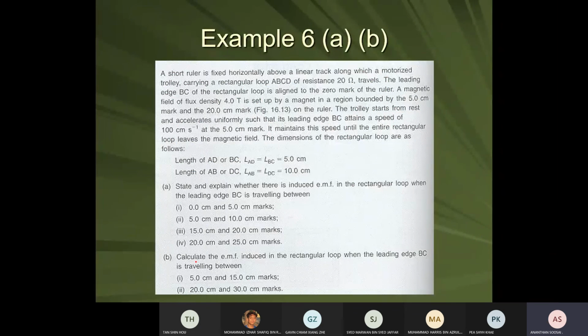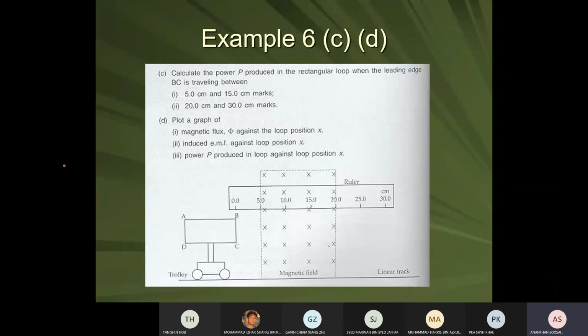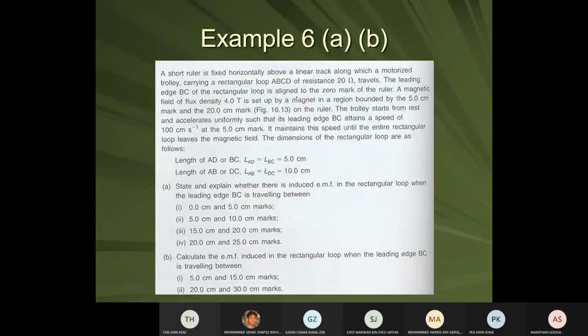Okay, so this is another question. Lots of wording, so I don't read this. Straight away I go to the diagram, then we can explain from there. Actually, the storyline tells about this trolley. The trolley has a rectangular coil, ABCD, and the trolley is about 5 centimeters away from a magnetic field region. The AB and BC dimensions, how much are they?